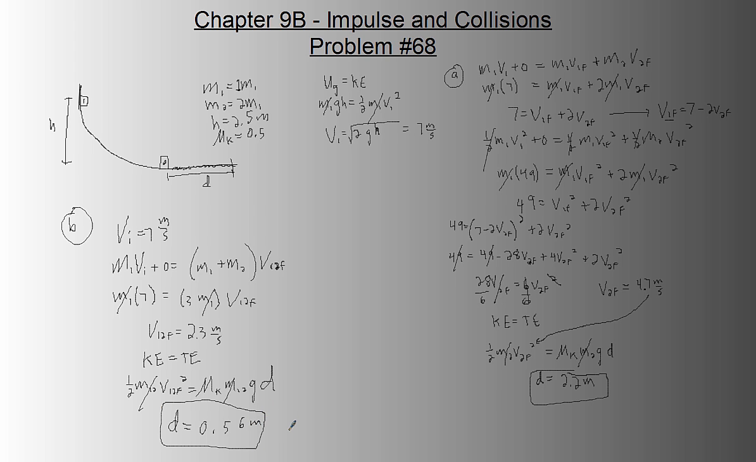As expected, it doesn't go as far because there's more mass when they're combined, and it has the same amount of energy to begin with because it's dropped from the same height. So because of that, that energy has to be distributed between the two masses, and it can't send it as far.